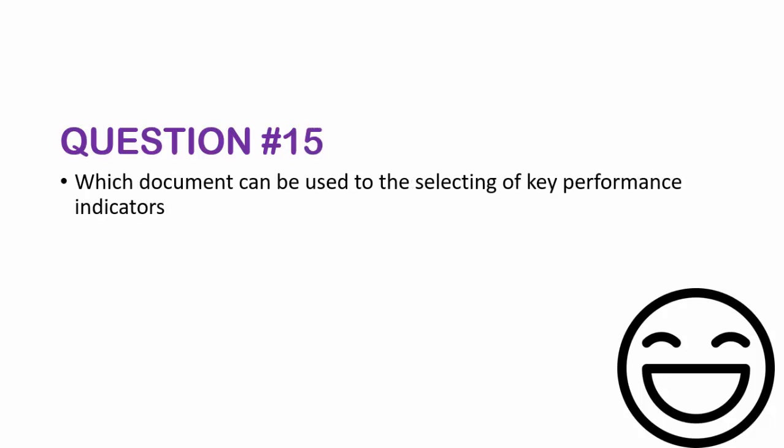Okay, question 15. Which document can be used for the selecting of key performance indicators? If you are going to be selecting key performance indicators, as I have always mentioned, you need to refer to the project documents, the M&E plan, the M&E framework. All right. There is no harm also in referring to key performance indicators that are already recognized globally.